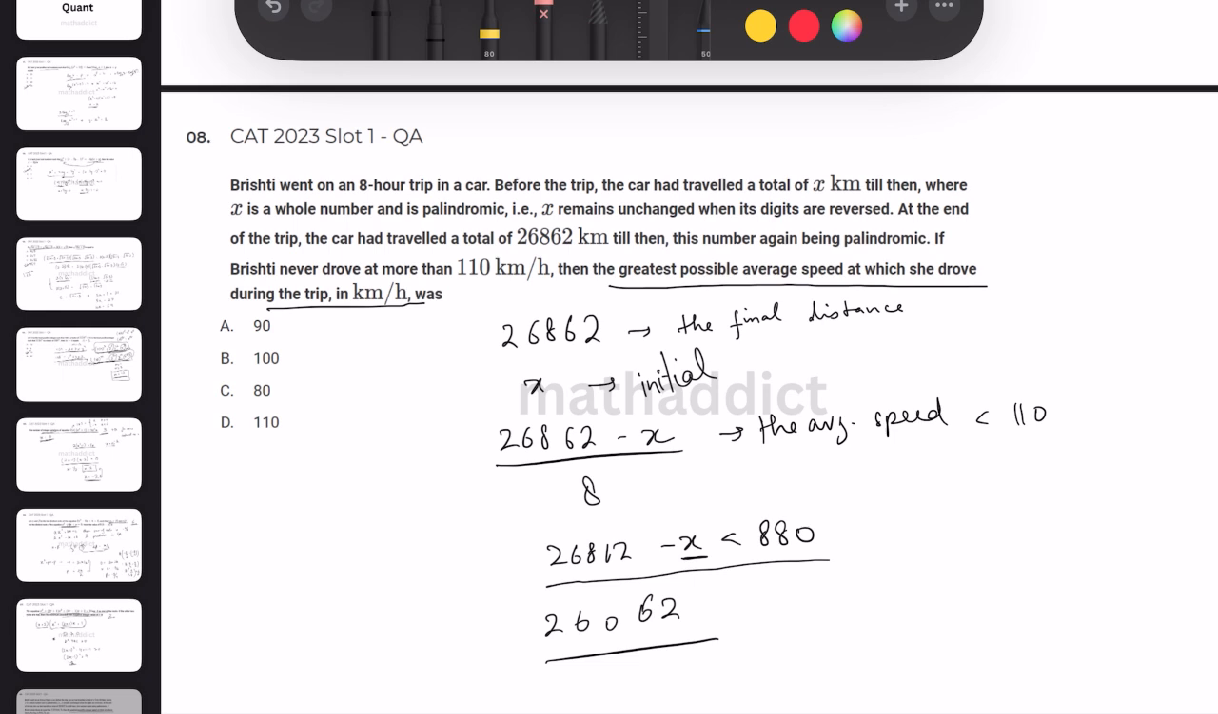So the total distance she traveled is 800 kilometers for an 8-hour trip, so the average speed becomes 100 kilometers per hour. The answer should be B. As x needs to be a palindrome, if we change any other number, say we decrease this from 6 to 5, then this digit will also change, and thus the distance she traveled would increase by at least 1000, which we cannot do because the distance she traveled is less than 880. So the answer is B.